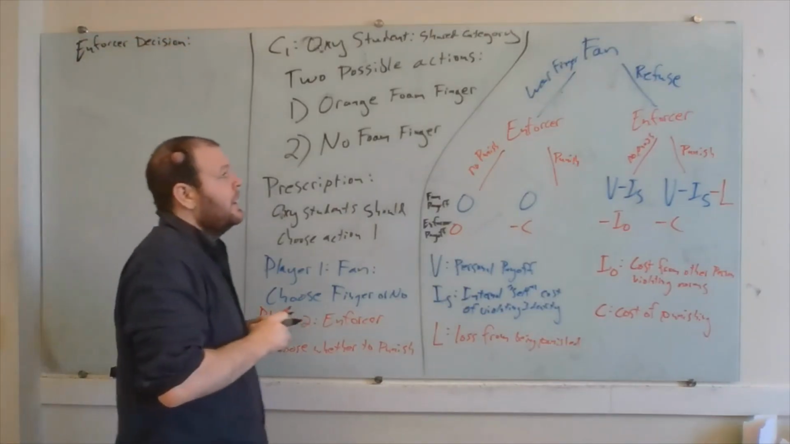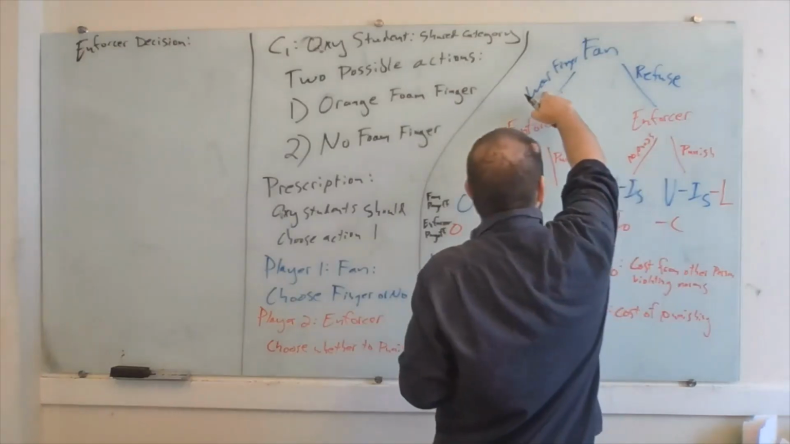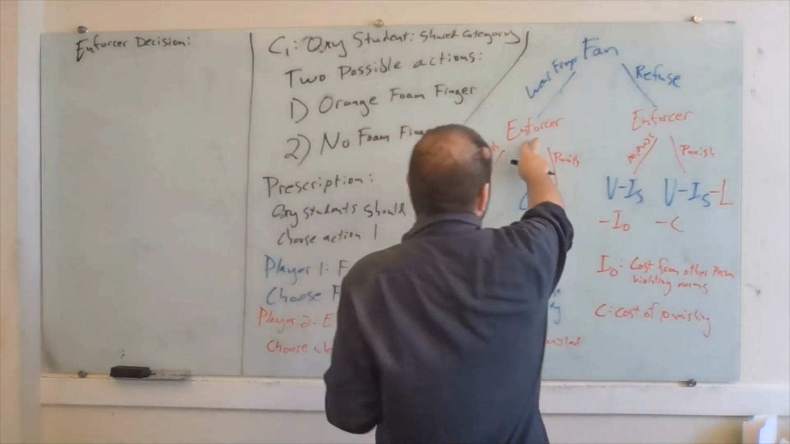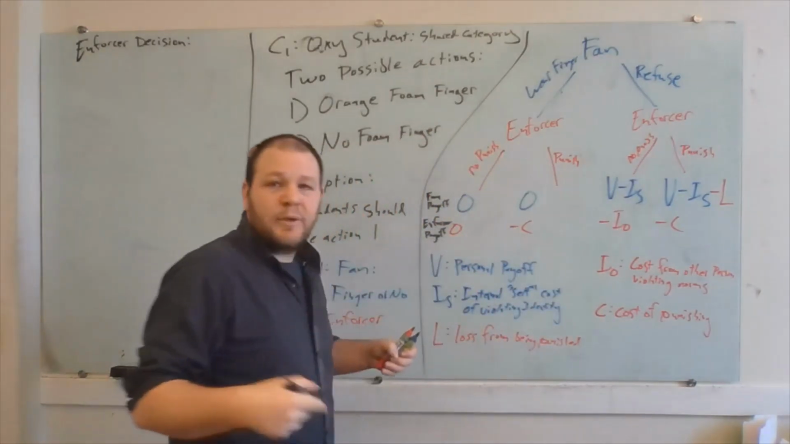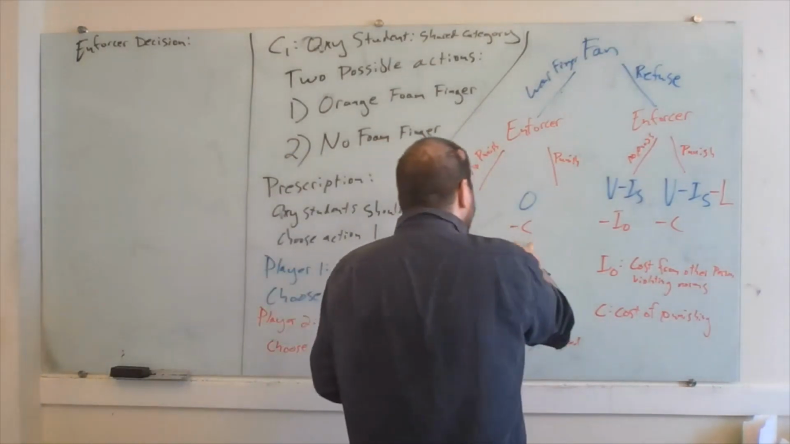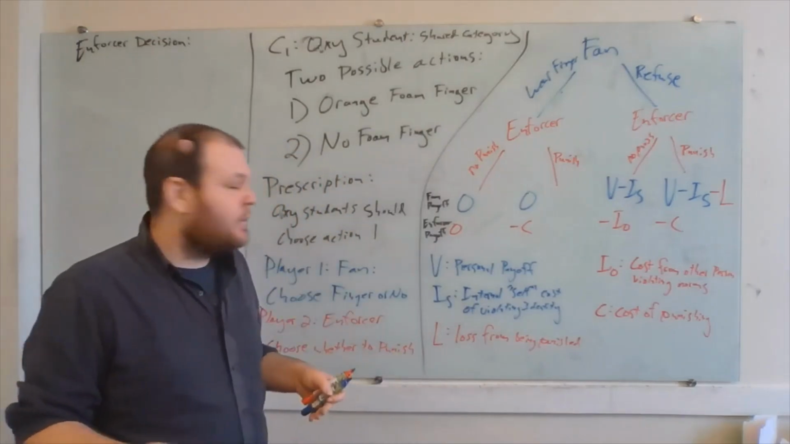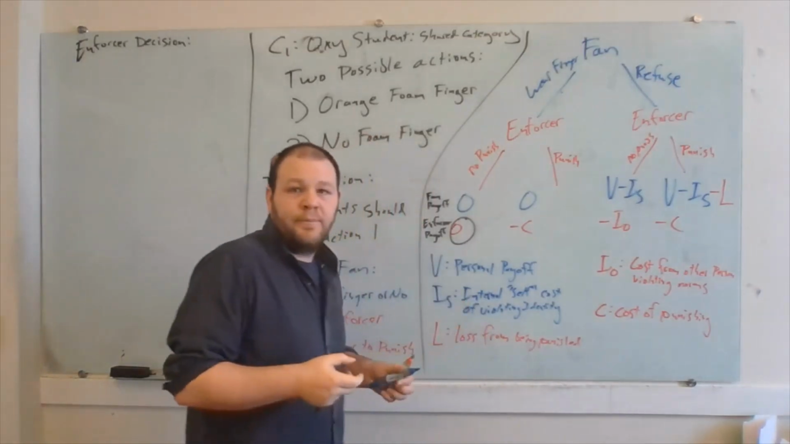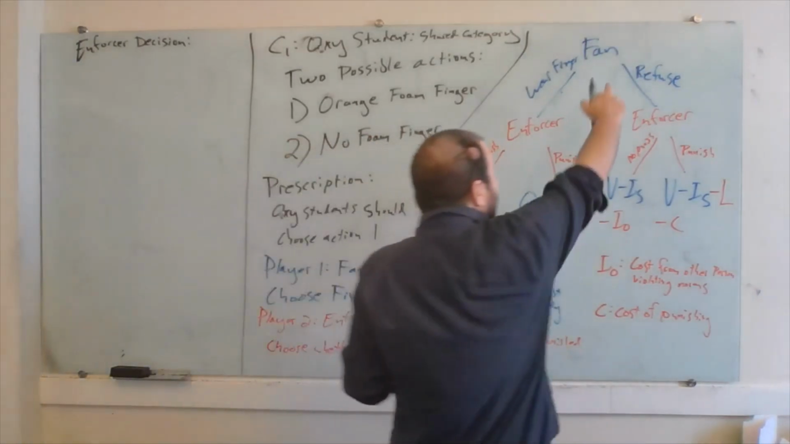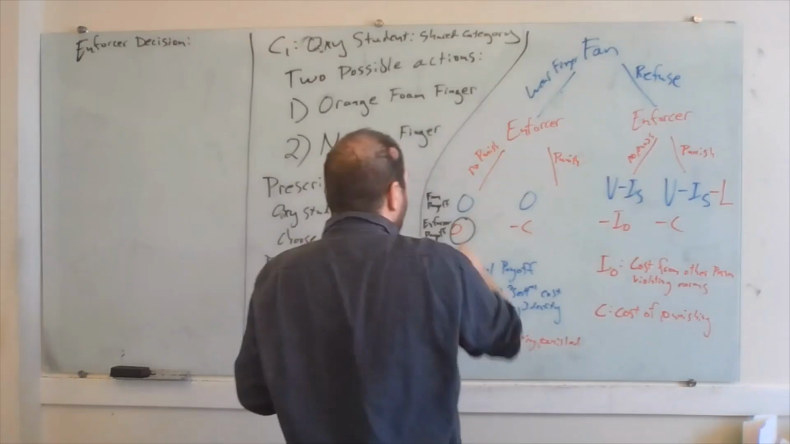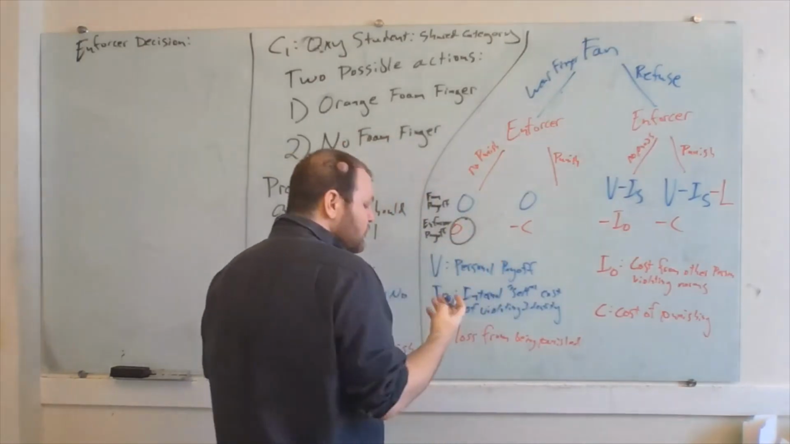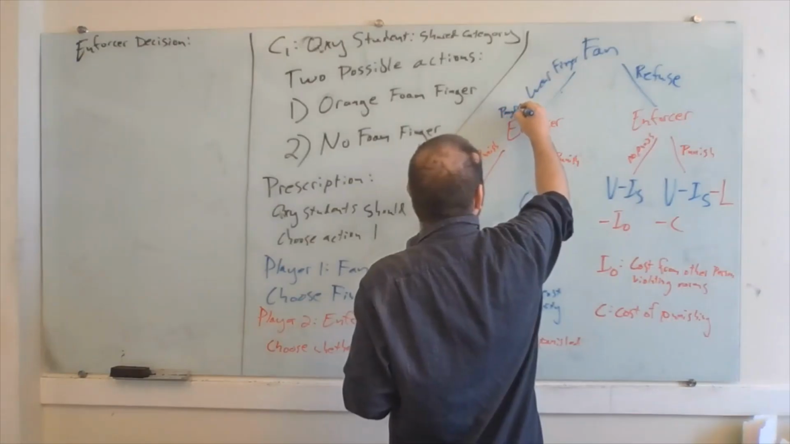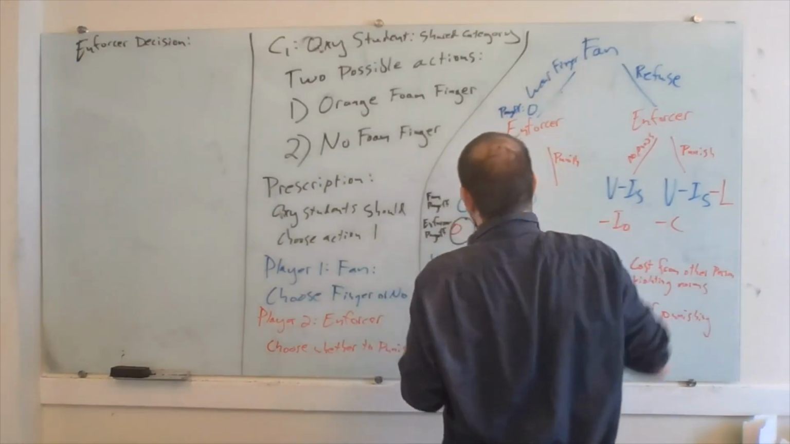Well, if the fan decides to wear the finger, the choice is incredibly obvious. Then the enforcer decides, do I want a payoff of 0 from leaving this person alone? Or do I want a payoff of negative C from punishing them for no reason? In this case, it's clear. The enforcer's best decision is going to be to not punish. What this means is the fan's payoff from wearing the finger is going to be 0, because the fan knows that the enforcer isn't going to punish, so therefore the fan payoff is going to be 0 from making this decision.